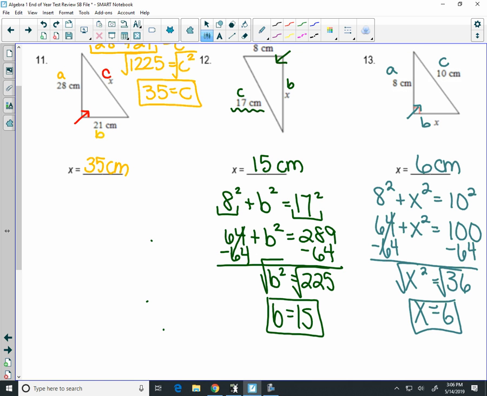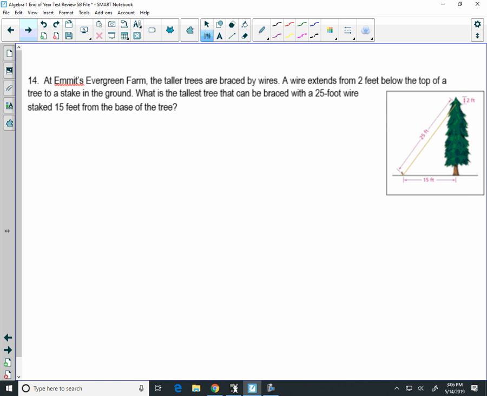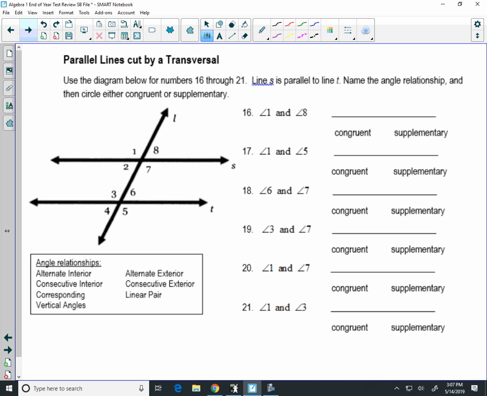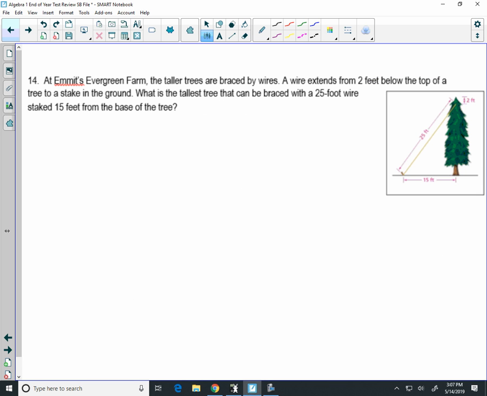Include units if there are units on your problem. That's a good thing to get into the habit of when you're working toward doing well in geometry next year. All right. Now our job is going to be to decide what's going on in some word problems. So 14 and 15 are two quick word problems for us.